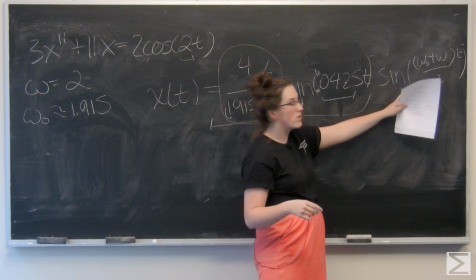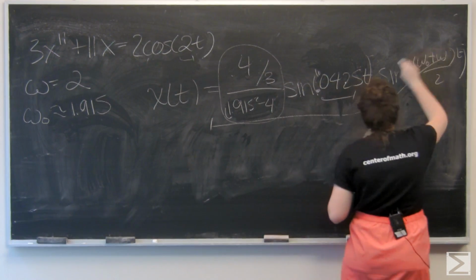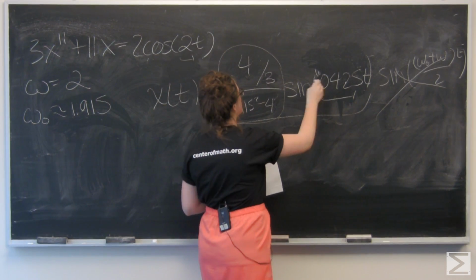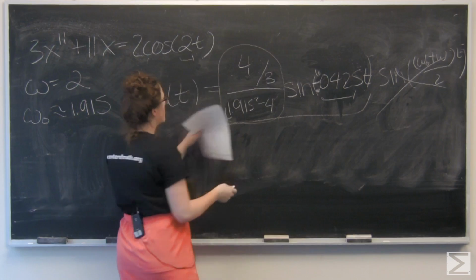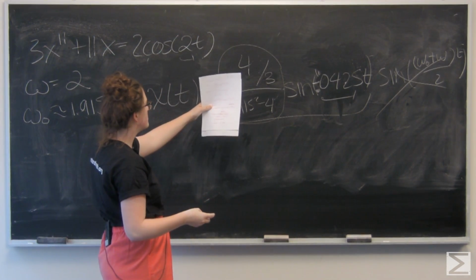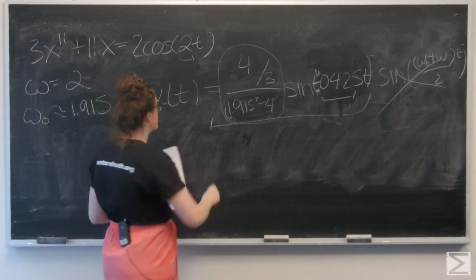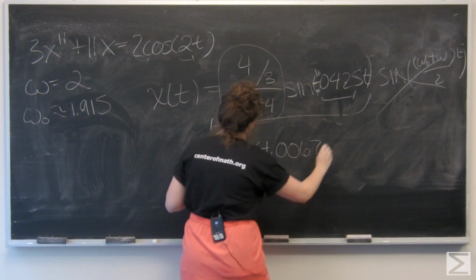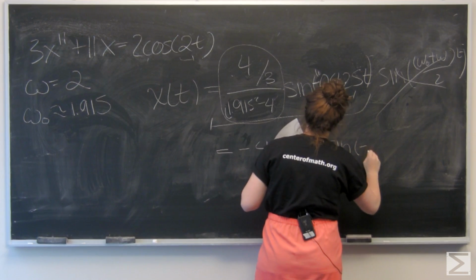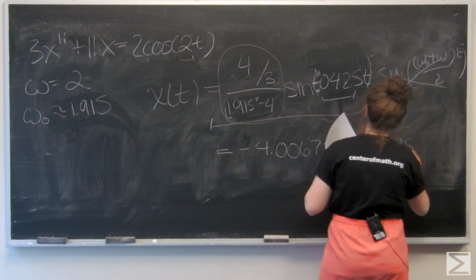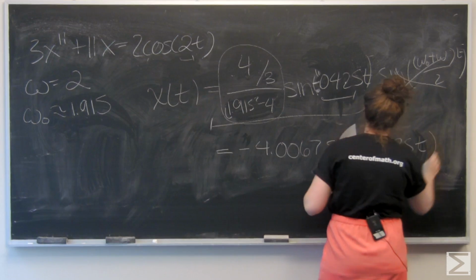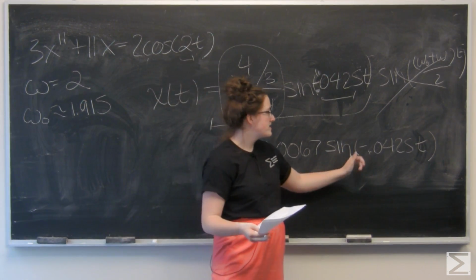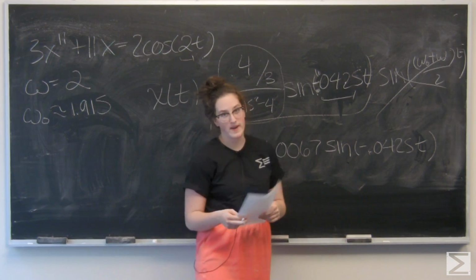So I can really ignore this portion. So this is a negative, sorry. So when I work this out, I'm going to get negative 4.0067. So I have negative 4.0067 sine of negative 0.0425 t.